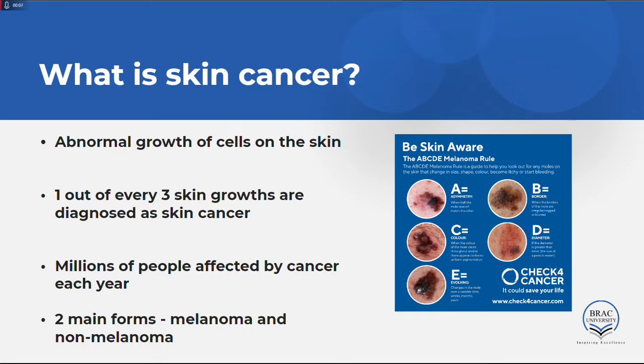As we know, cancer is the abnormal growth of cells which leads to the formation of tumors, and skin cancer is when these abnormal growths occur on or in the skin. Millions of people in the world are affected by cancer every year, with 1 out of 3 of the skin growths diagnosed to be skin cancer. There are two main forms of skin cancer, melanoma and non-melanoma.